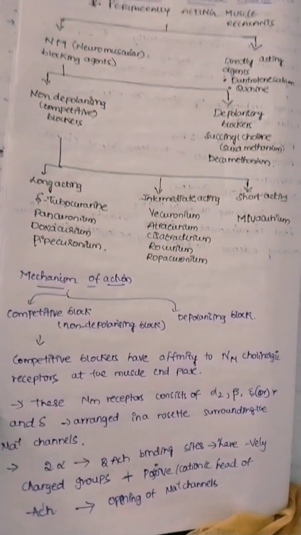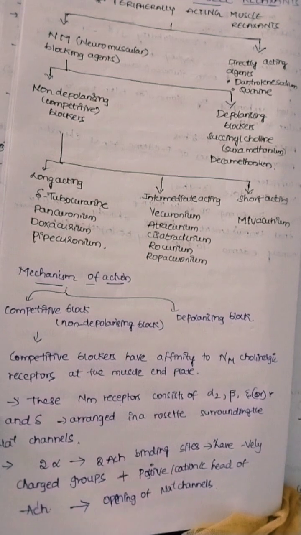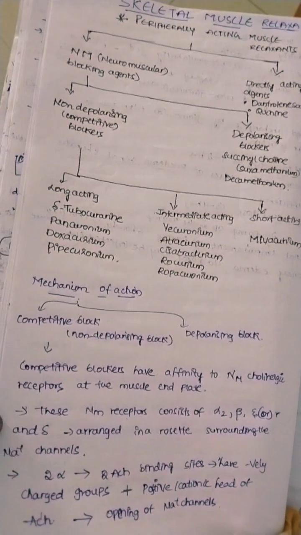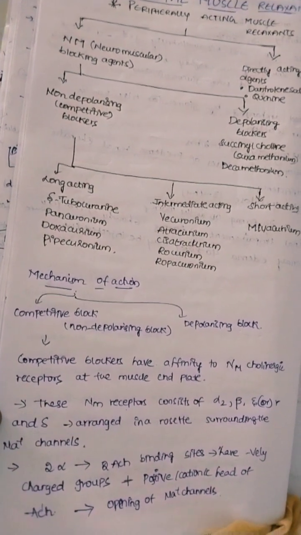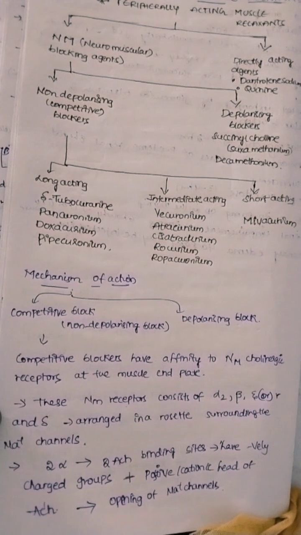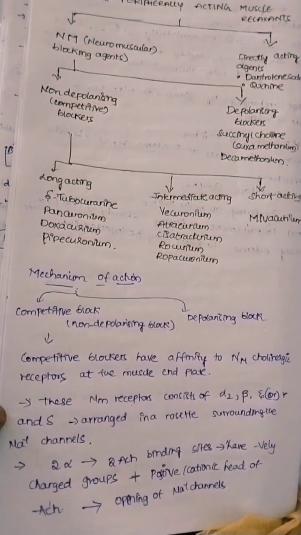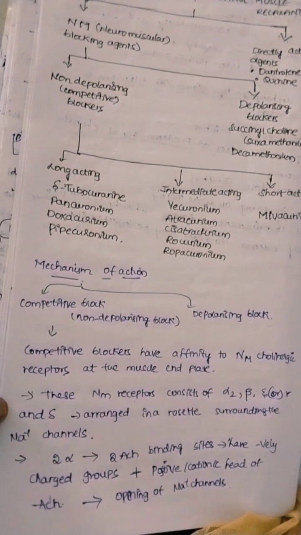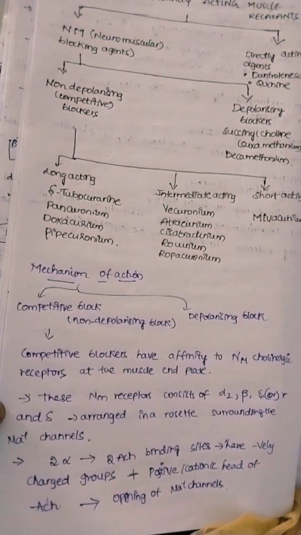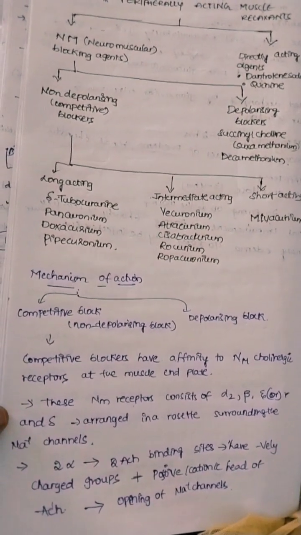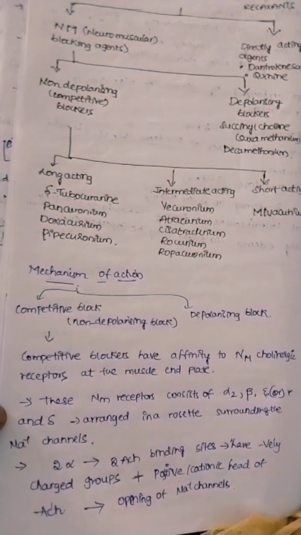The 2 alpha subunits bind to the 2 acetylcholine binding sites, which have negatively charged groups. If they are negative, they get attracted to positive, so they get attracted to the positive or cationic head of acetylcholine, and they bind to the acetylcholine. This triggers the opening of the sodium channels.